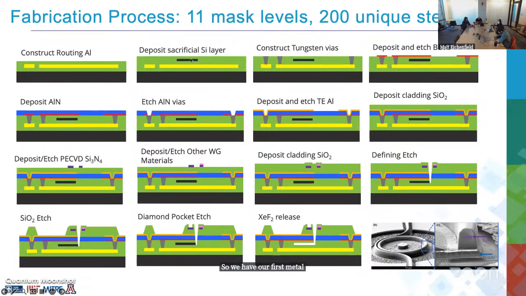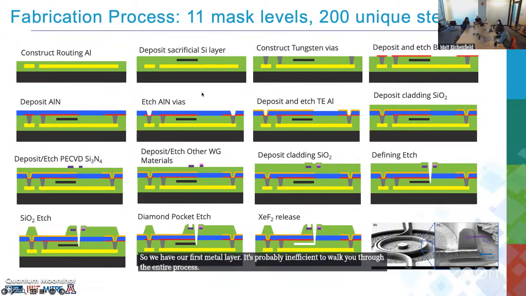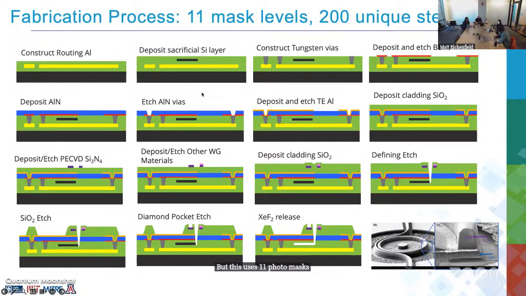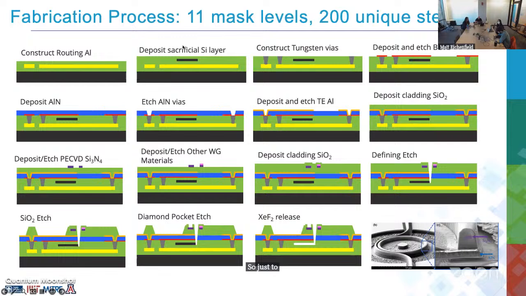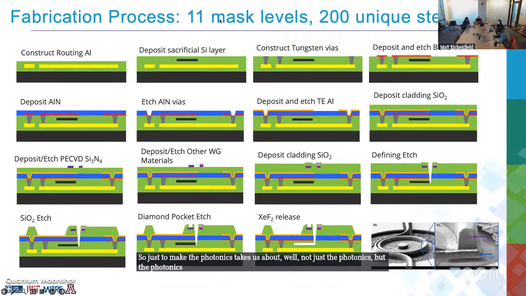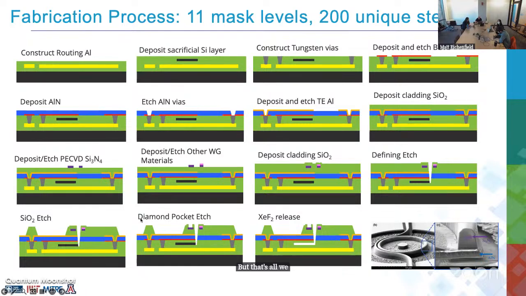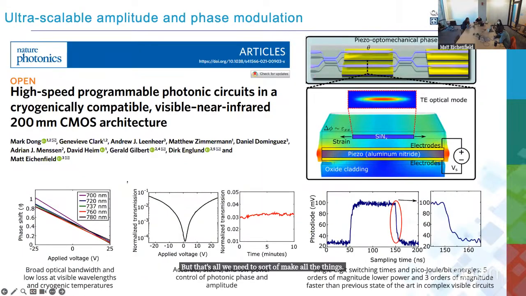It's probably inefficient to walk you through the entire process, but this uses 11 photomasks, right? They talked about the number of different photomasks and the complexity. So just to make the photonics, well, not just the photonics, but the photonics plus the electronic routing for the photonics takes us about 11 mask levels. But that's all we need to make all the things. This is an example of one of the devices. Okay, so this is a paper we published a couple of years ago.